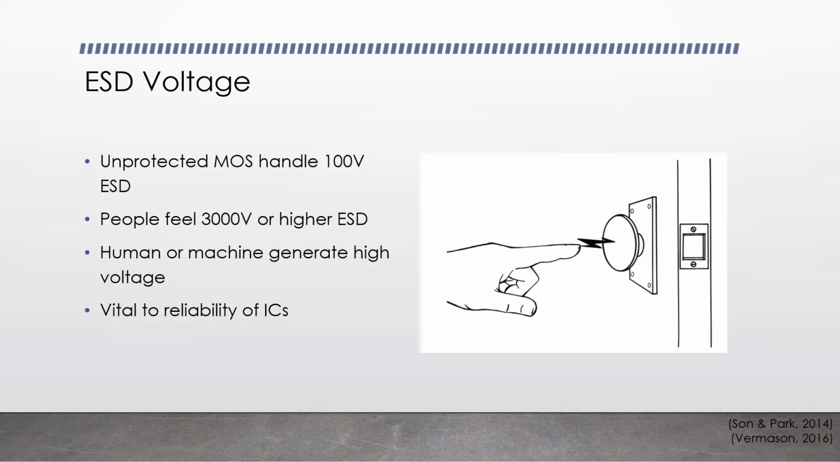In general, unprotected MOS devices can only handle 100 volts of ESD. The average person can feel ESD events that exceed 3000 volts, which is 30 times the damage level of an unprotected modern integrated circuit. As the amount of charge generated by the average human or assembly machine can reach voltages in the range of thousands of volts, ESD protection is vital to the long-term reliability of ICs.